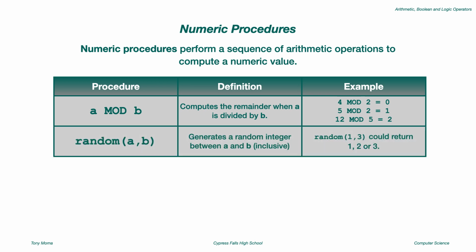Next is the random procedure, which generates a random number between A and B inclusive. For example, if 1 and 3 are our inputs to the random method, then we could either get 1 back, 2 back, or 3. All three of those values have an equal probability of being returned.